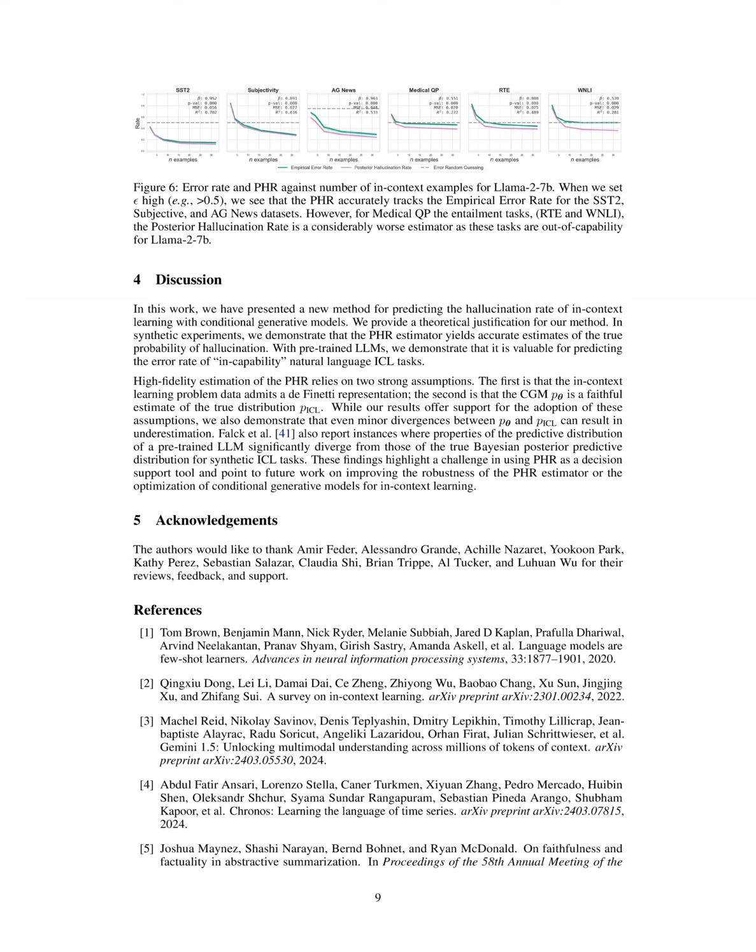The paper also mentions instances where properties of the predictive distribution of a pre-trained large language model, LLM, significantly differ from those of the true Bayesian posterior predictive distribution for synthetic in-context learning tasks. These discrepancies highlight a challenge in using the PHR as a decision support tool and suggest the need for future work to improve the robustness of the PHR estimator or optimize conditional generative models for in-context learning.